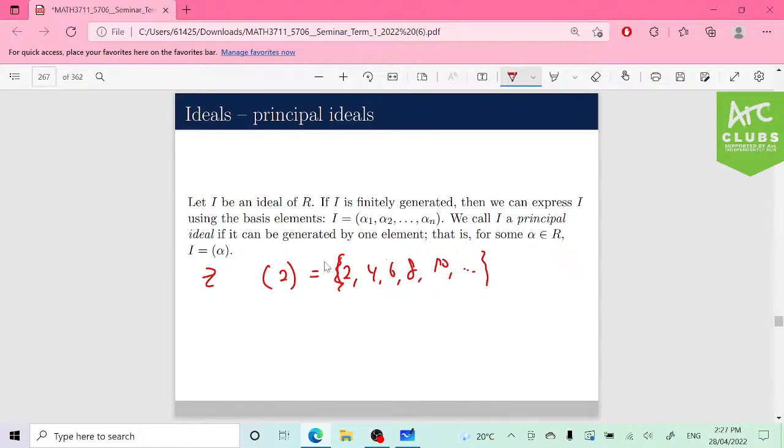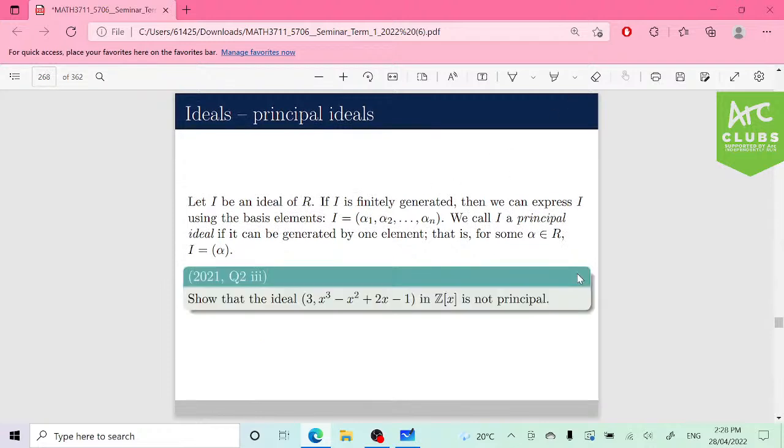And also we'll have the negative counterparts as well. Likewise, if we consider the ideal generated by 3, it's just going to be all multiples of 3 as well: 3, 6, 9, 12, etc. So we can talk about ideals generated by a single element in this way, and we call it a principal ideal.